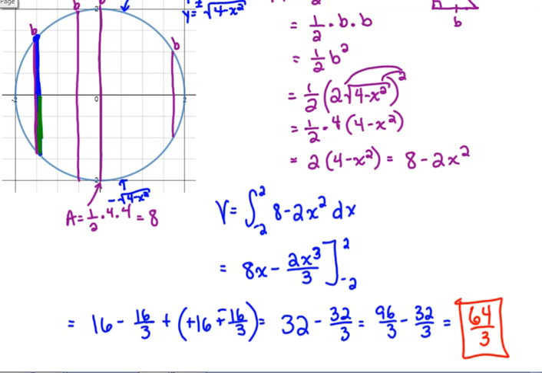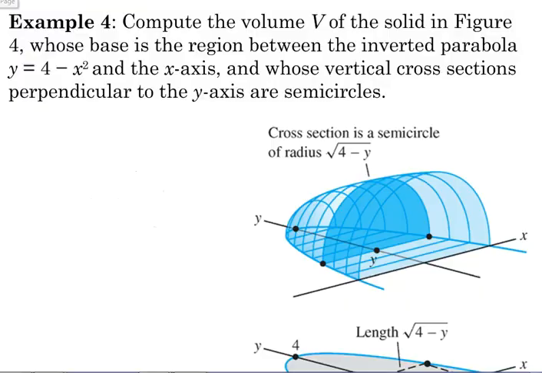Okay, let's look at one that's in terms of y. The cross sections are perpendicular to the y-axis. So they give us a figure here whose base is the region between the inverted parabola, y equals 4 minus x squared, and the x-axis. They call it inverted because it's a downward facing parabola, because it's negative x squared. The vertical cross-sections perpendicular to the y-axis are semicircles. So they actually give you a picture of this one. It makes it a little bit easier, but there's still things that we need to figure out.